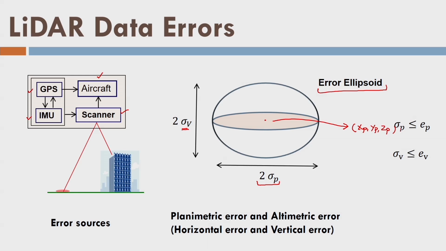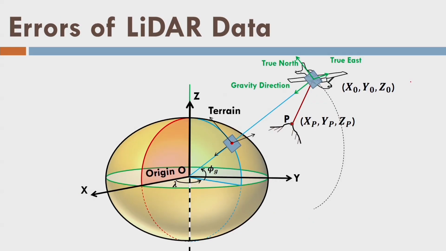So, I want to find out what the error ellipsoid is here. Finally, the purpose is that the user generally defines the maximum allowable errors EP and EV in the planimetric and vertical direction. So, these errors sigma p and sigma v should be less than these values. That means I should acquire the data in such a way that sigma p and sigma v are less than the maximum allowable errors demanded by the user. So, let us look into the process of error determination.